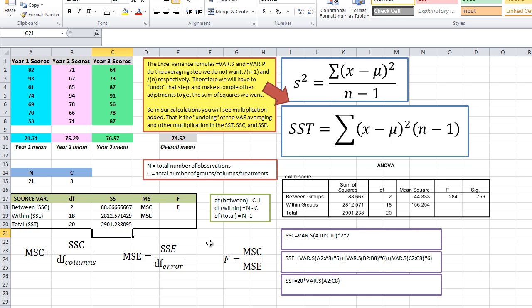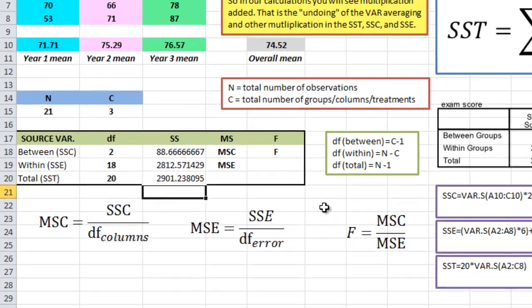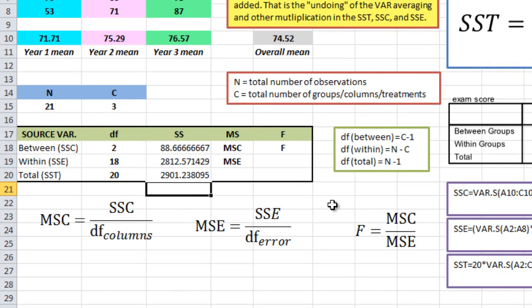Now, if you look close enough, you will see that the SST is the sum of the SSE and the SSC. So 88.6667 plus 2812.57-ish. When you add those together, you will get 2901.23. So that goes back to the idea of partitioning the total variance. So our total variance of SST is made up of two components, the SSE and the SSC. When you add those together, you get the SST in return. Okay, so a few more things to do.